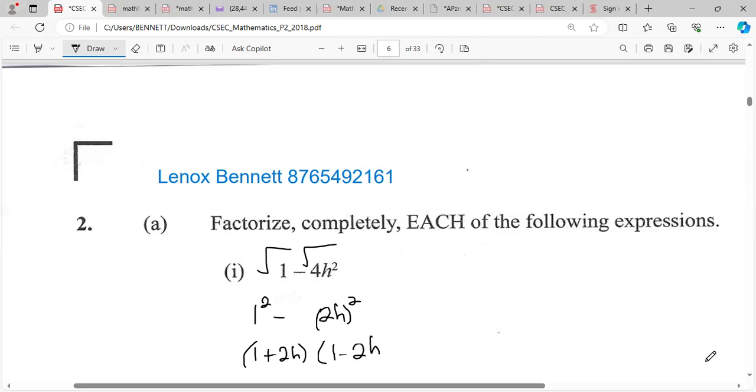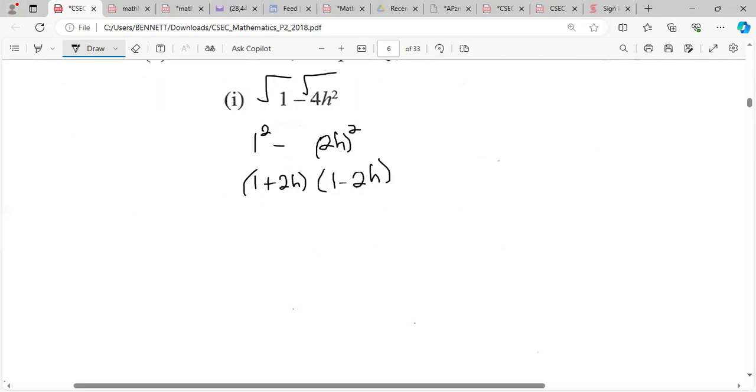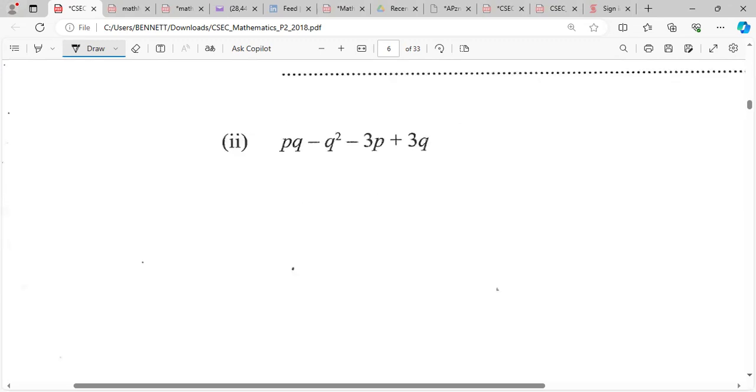Alright, let's move on to the second part, because it says factorize completely each of the following expressions. So that is one. Hit the like button if you have not done so. Alright, this one says pq minus q squared minus 3p plus 3q. This one is a little bit different. It's factorizing by grouping, so we're just going to take out the common factor.